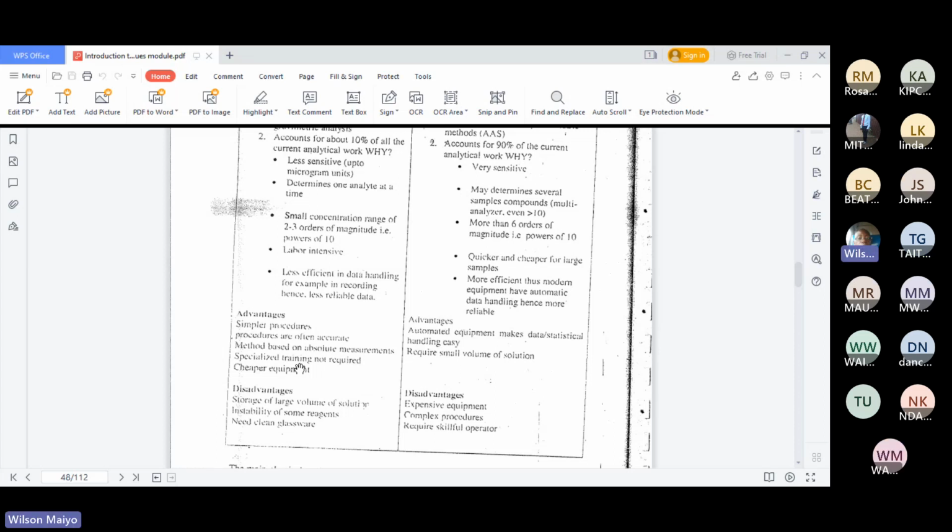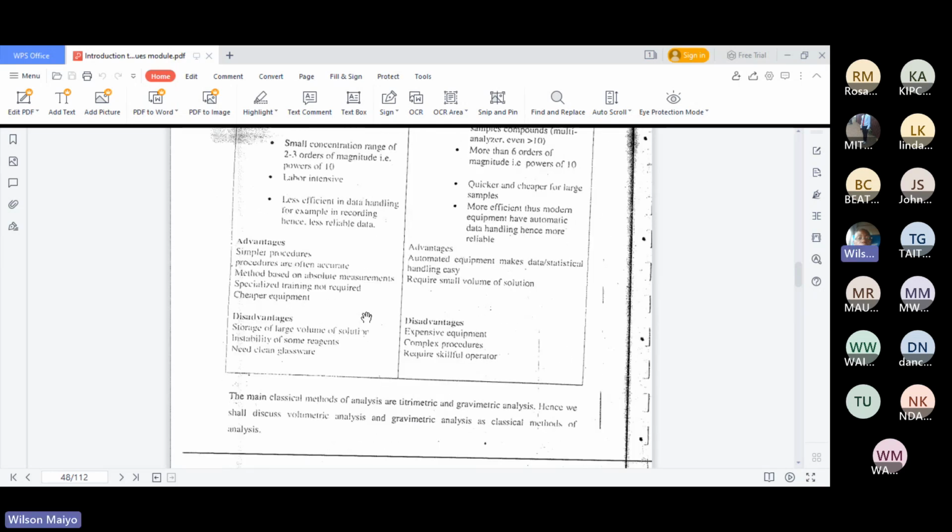But on the other hand, the advantages of instrumental are that, one, they are automated equipment, making data or statistical handling very easy. So they are automated, and therefore the storage of data is so good, it can be referred to in future, in so many years down the line. Then they also use a very small amount of solution. You spike very few mLs, very few microliters, and you have the results. But you can imagine in gravimetry, in volumetry, you are measuring a lot of volumes, and many others. So those are some of the few advantages of the two techniques.